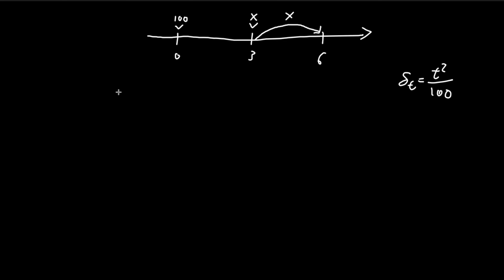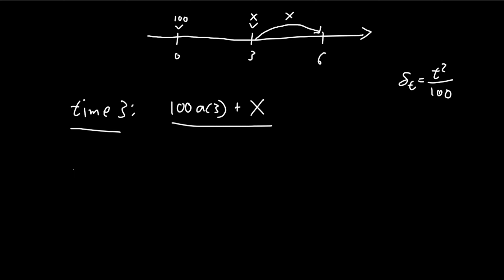So in order to find x, we need to find, so x is the amount of interest earned from time 3 to time 6, right? Well, the amount of interest earned is actually equal to the amount you have at time 6 minus the amount at time 3. So that's why we need to know the amount at time 3 and the amount at time 6. So let's try to find the amount at time 3 first. So the amount at time 3, we have 100, and it keeps growing all the way to time 3, so you have 100 a(3). And then you inject x dollars, so you get plus x. So this is straightforward enough.